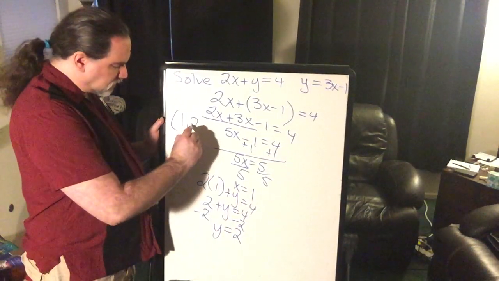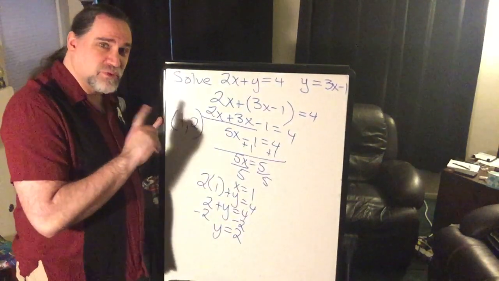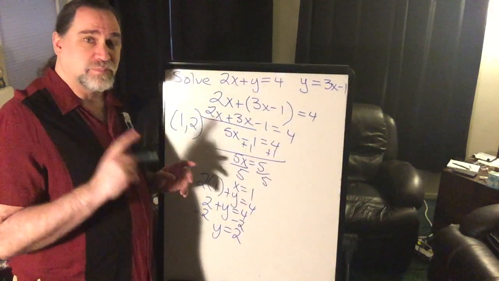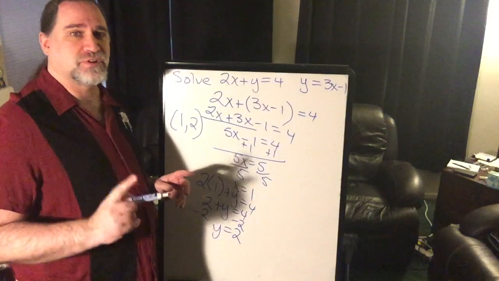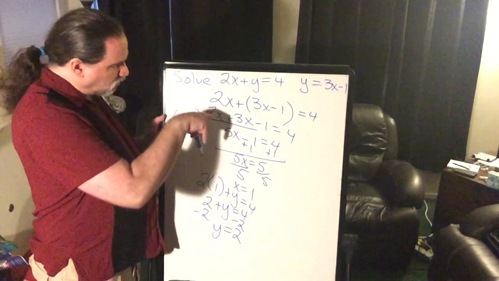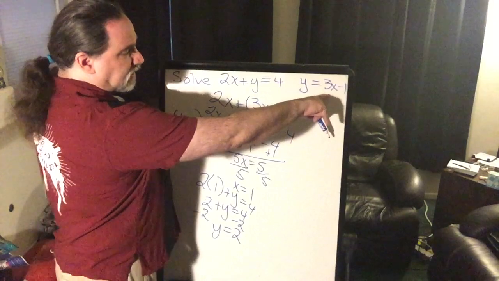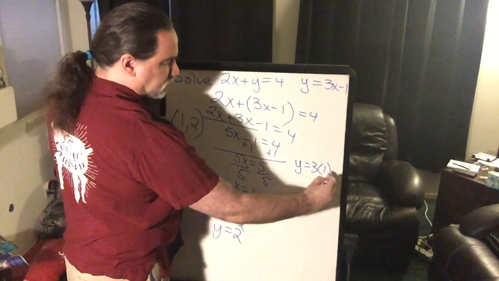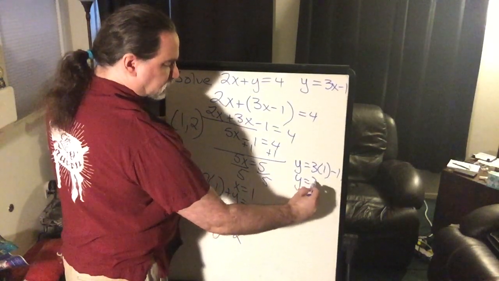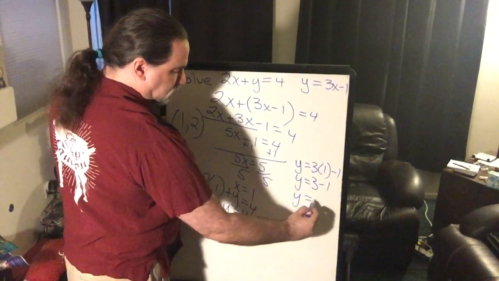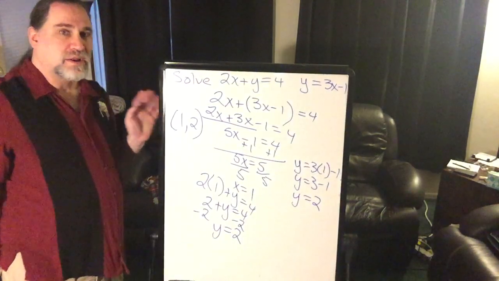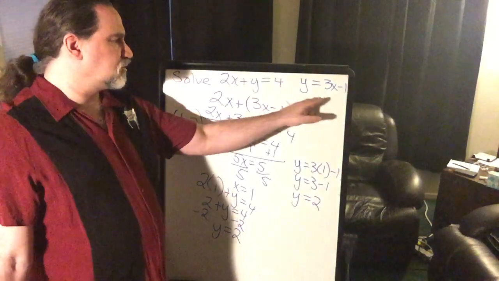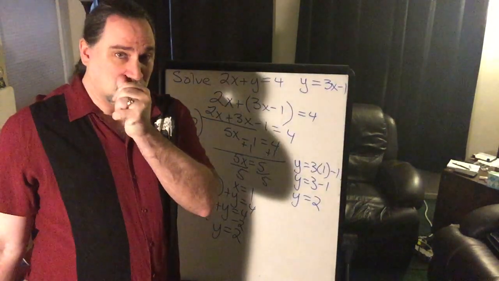Now, I'm putting it in even though I'm not sure it's right yet. I think it's right, but I'm not sure. To be absolutely 100% certain, I'm going to plug this same 1 in for x in this equation. 3 times 1 is 3. 3 minus 1 is, hey, what do you know? It is 2. Now I am 100% certain that the point where these two lines intersect is the point 1, comma 2.